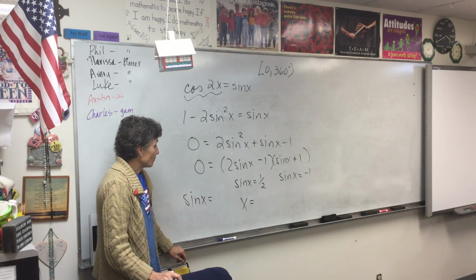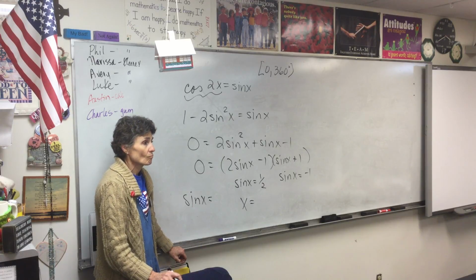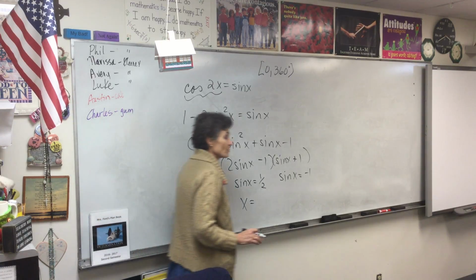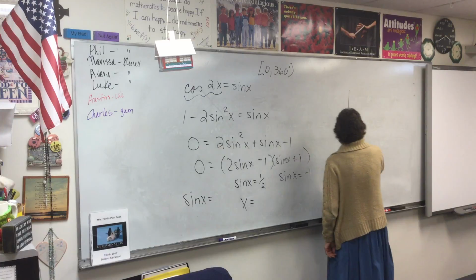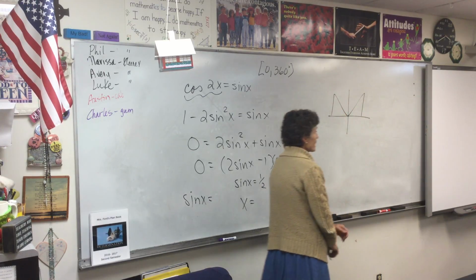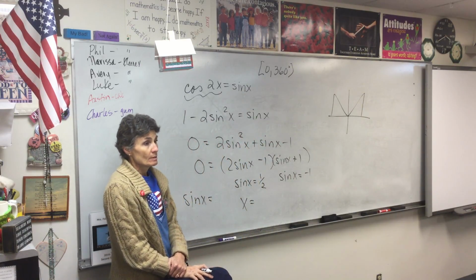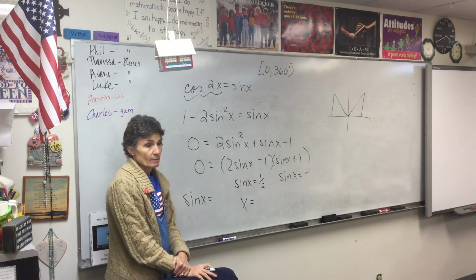All right, so here we go. Where does the sine equal 1/2? Quadrants 1 and 2, Tomas says very accurately. How does he know the sine is 1/2 in quadrants 1 and 2? Because the y is positive, y is always going to be positive.